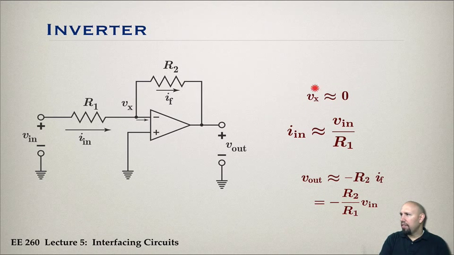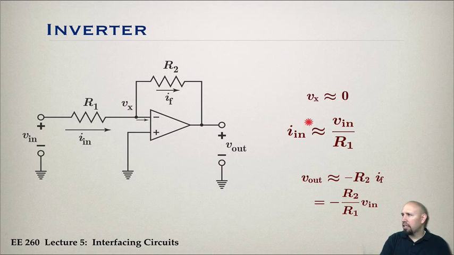So first of all, we have that Vx is approximately 0. Because I have a virtual short across here, and because this terminal is grounded, that means this point Vx is what's called a virtual ground. It's not really ground, but it's virtually ground. And so because it's virtually ground, I can compute the current through this resistor, because I know this voltage is basically 0 volts. It's at ground level. So Vin divided by R1 is the current.